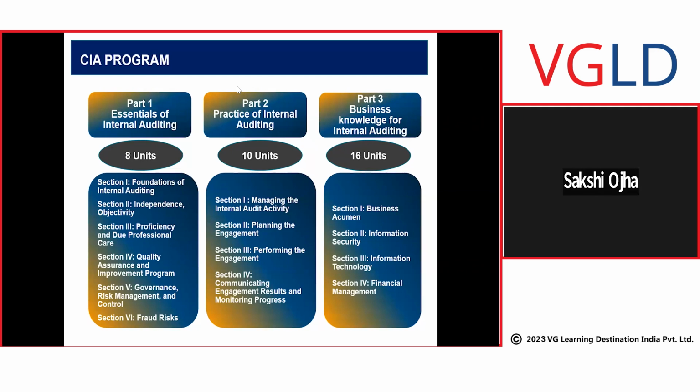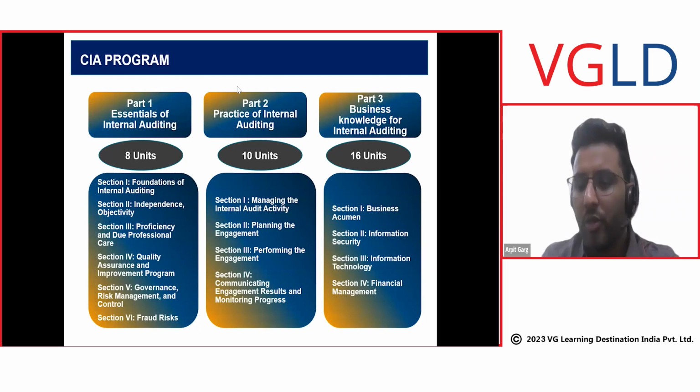Great. So moving on, since this is where we are now starting this batch, Part 2 is about the practice of internal auditing. Part 2 is exactly what we do on the ground, right? It has 10 chapters, 10 units in total. Part 2 starts with the first section, where we understand how we manage the internal audit activity as a function.